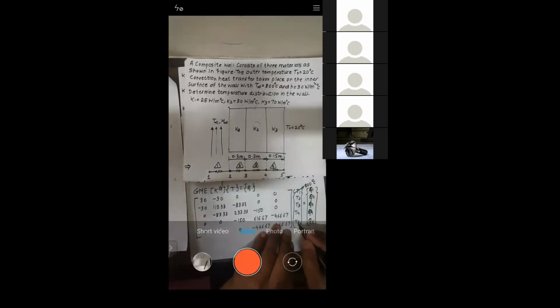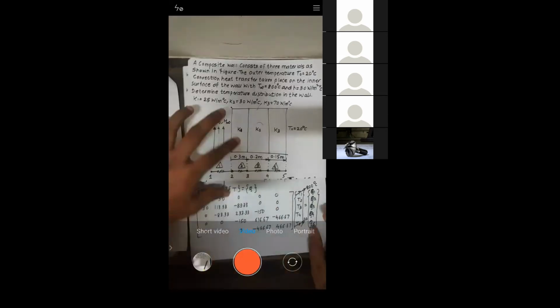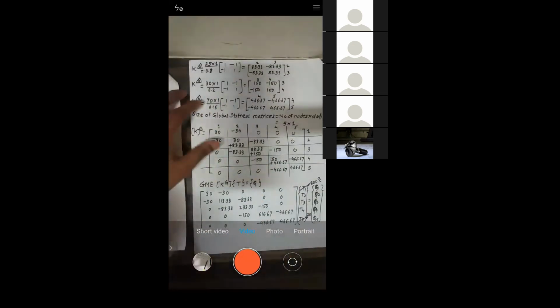What is our temperature at node 5? It is given as 20. So this T5 is 20. T5 is 20. Okay, now can you solve it?